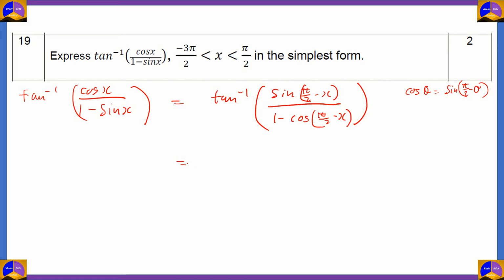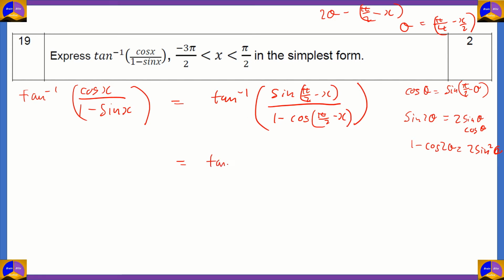Next, what we're going to do is convert sine 2 theta to 2 sine theta cos theta. And we'll also be converting 1 minus cos 2 theta to 2 sine square theta. Essentially, what we're doing is we're making 2 theta as pi by 2 minus x. Therefore, theta is equal to half of pi by 2 minus x, which is pi by 4 minus x by 2.